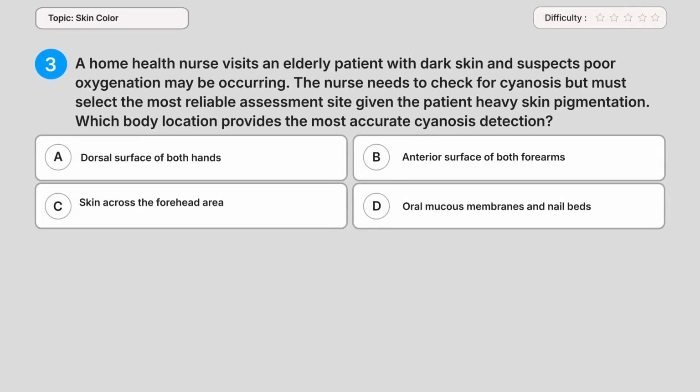3. A home health nurse visits an elderly patient with dark skin and suspects poor oxygenation may be occurring. The nurse needs to check for cyanosis, but must select the most reliable assessment site given the patient's heavy skin pigmentation. Which body location provides the most accurate cyanosis detection? A. Dorsal surface of both hands. B. Anterior surface of both forearms. C. Skin across the forehead area. D. Oral mucous membranes and nail beds.